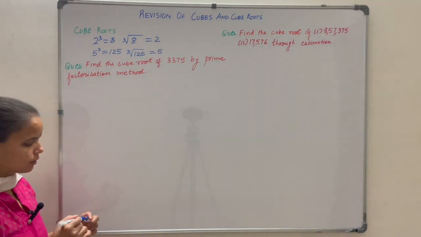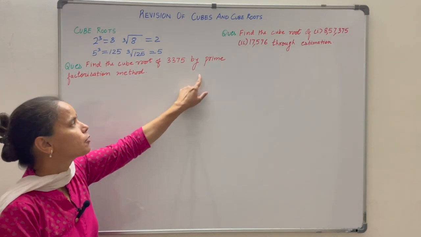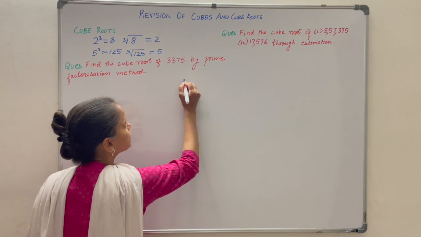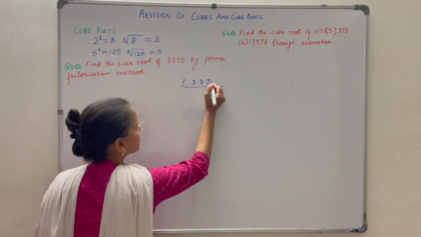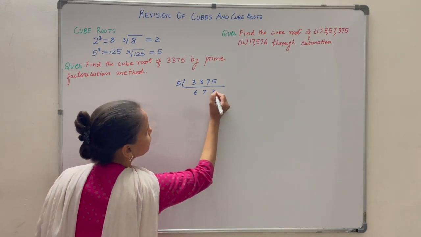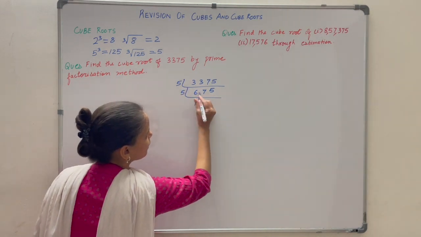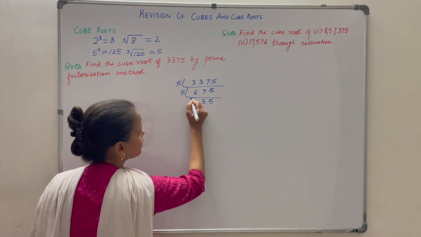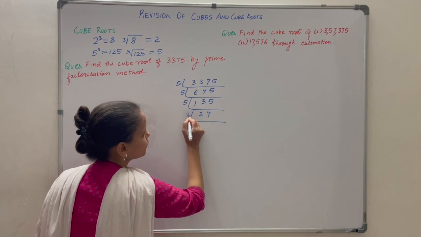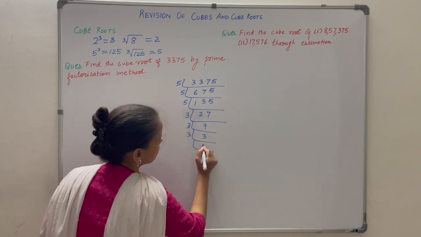Let us take this question. Find the cube root of 3375 by prime factorization method. So let us do the prime factorization of 3375. We'll go by 5: 5 7s are 35, 5 5s are 25. Goes with 5 again: 5 1s are 5, 5 3s are 15, 5 5s are 25. Goes with 5 again: 5 2s are 10, 5 7s are 35. Goes with 3: 9, 3, 1.